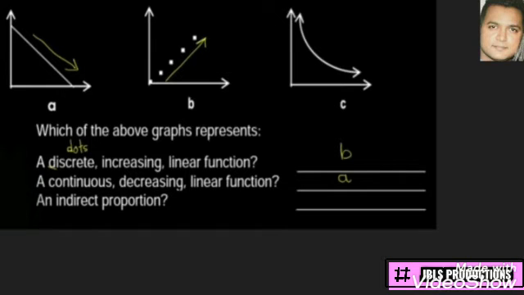And indirect proportion. Now indirect proportion means when your x is increasing, your y is decreasing, or vice versa. So if you look at C, you notice that if this graph carries on, my x is increasing, right? But you notice the y is getting smaller. You notice the distance between the y is getting smaller and smaller and smaller.